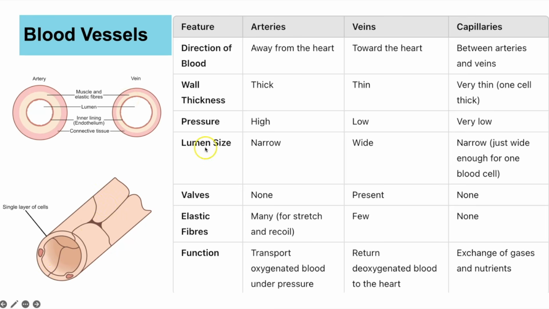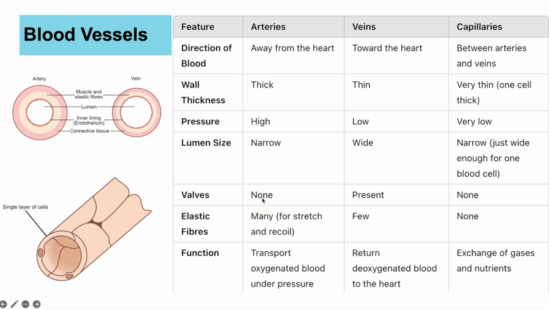Then if we look at the size of the lumen, which means the space in the middle where the blood flows through, the arteries have a narrow lumen. The veins have a much wider lumen. It's not always perfectly circular as well. And then the capillaries have the narrowest of them. And in fact, they're so narrow that you can only fit one red blood cell through at a time. So it really slows down the speed of the blood flowing through the capillaries because they're so narrow.